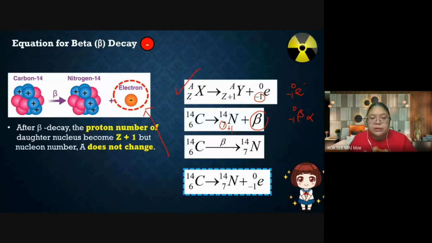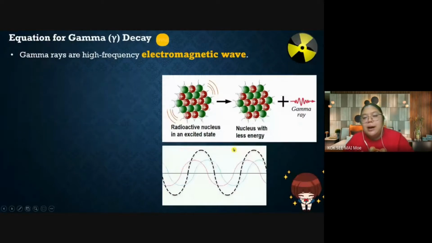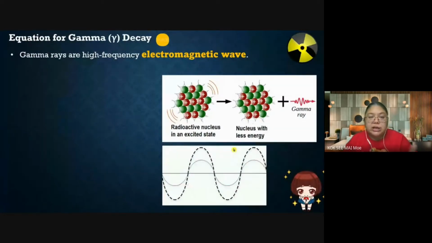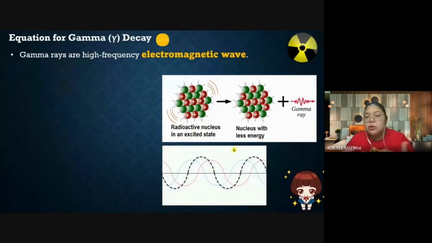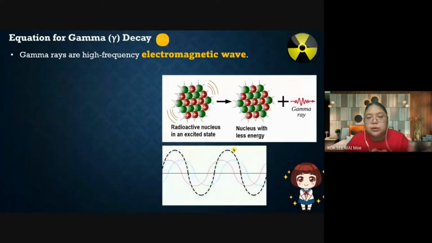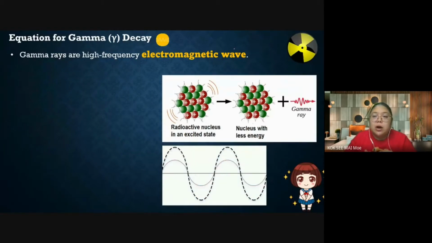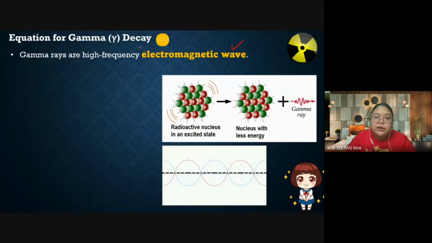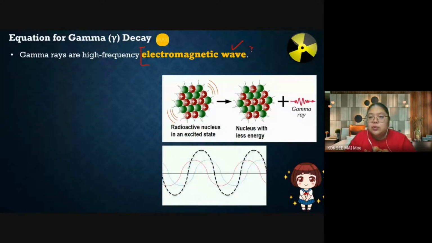Now we're going to see the last one, gamma decay. With gamma, we actually cannot see any changes. Remember, gamma has no charge. If there is no charge, that means no neutron number or proton number either. It is only an electromagnetic wave. So here is the definition of gamma: if they ask what gamma ray means, your answer is that gamma ray is an electromagnetic wave.